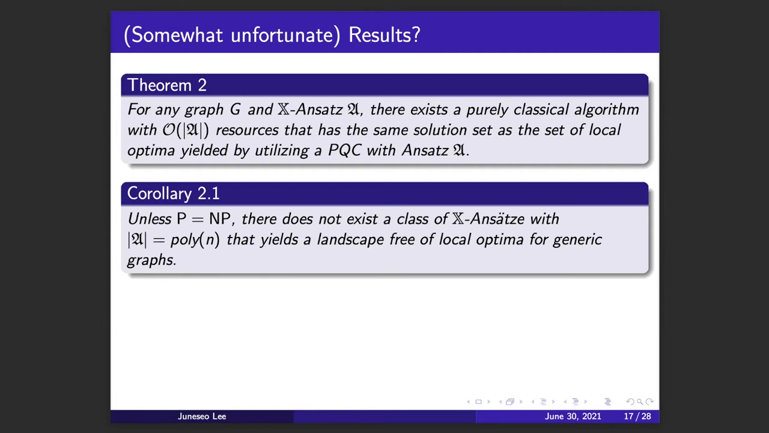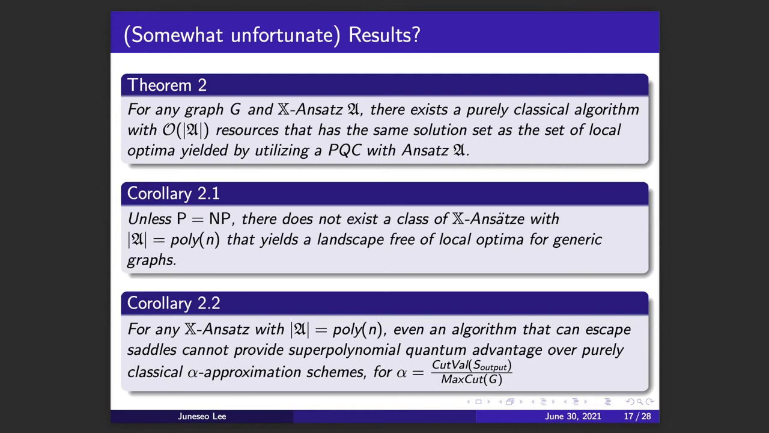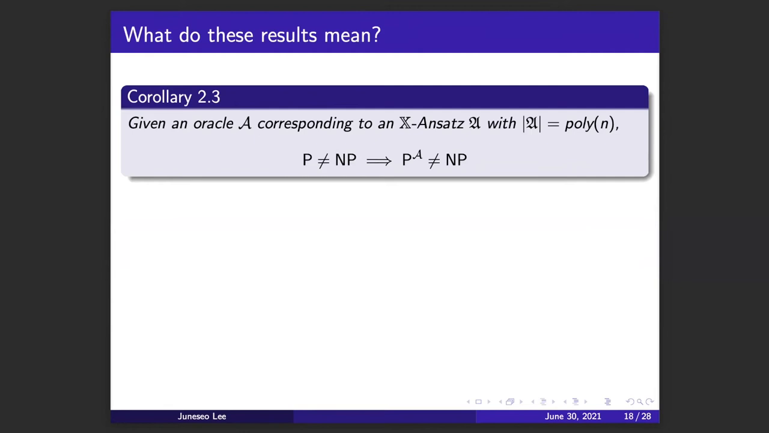And similarly, since MaxCut is also APX-hard, for any polynomially sized X ansatz, even an algorithm that can escape saddle points cannot provide a super-polynomial quantum advantage over purely classical approximation schemes, where you can define the approximation ratio alpha as being the ratio between the cut value that your algorithm will output and the real MaxCut value. Now, going back to the oracle setting that I mentioned before, what this also tells us is that for an oracle corresponding to a polynomially sized X ansatz, if P does not equal NP, then P with the oracle A also does not equal NP.